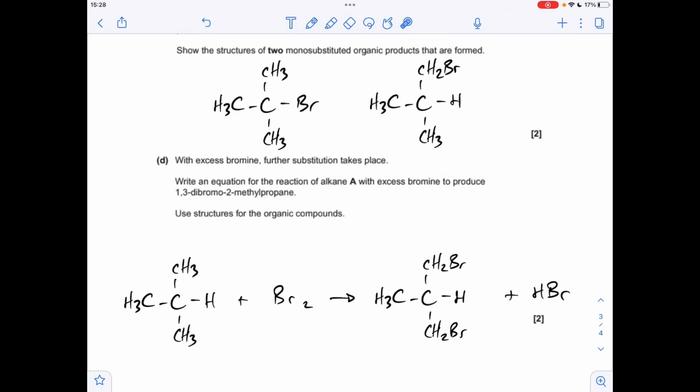And for the final part of the question, this is not the final answer yet, it's not balanced, I just want to explain something first. So there's alkane A, we've got bromine, and we're told we've got to make 1,3-dibromo-2-methylpropane. So carbon 1, 2, 3. So 1,3-dibromo-2-methylpropane. The thing to remember with these reactions is every substitution requires a mole of halogen and every substitution makes a mole of hydrogen halide. So because we've got di-substitution taking place, we need 2 moles of halogen and we make 2 moles of hydrogen bromide.